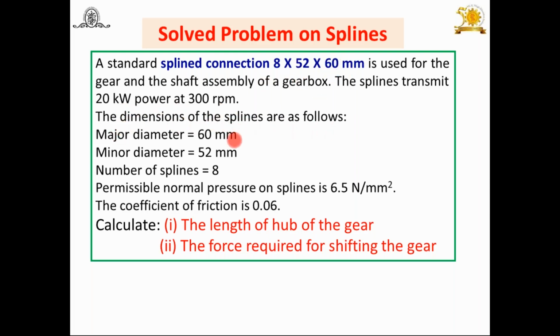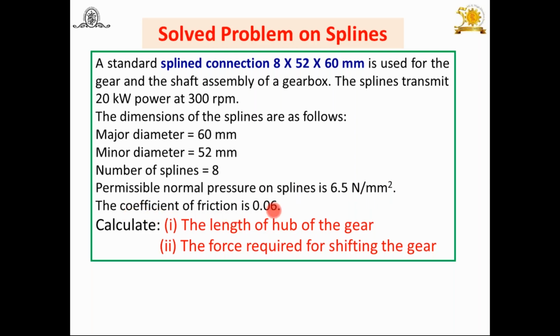Already it is mentioned here, but look at the spline connection, how they are specified: N, number of splines, minor diameter, major diameter. Try to understand. The major diameter is 60 mm, minor diameter 52 mm, number of splines 8. Sometimes this may be given directly as spline connection 8 by 52 by 60. 60 means major diameter, 52 minor, 8 means number of splines. You can write down. Permissible normal pressure on splines is also given, 6.5 Newton per mm square. If it's not given, you can assume it.